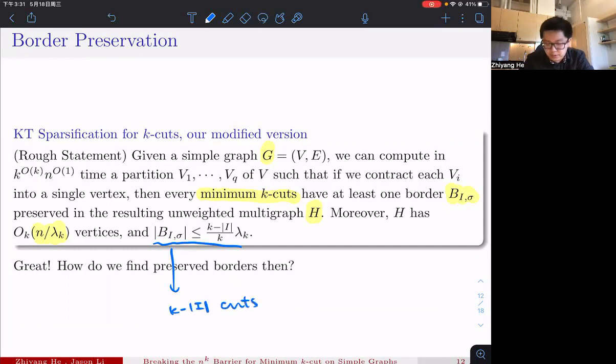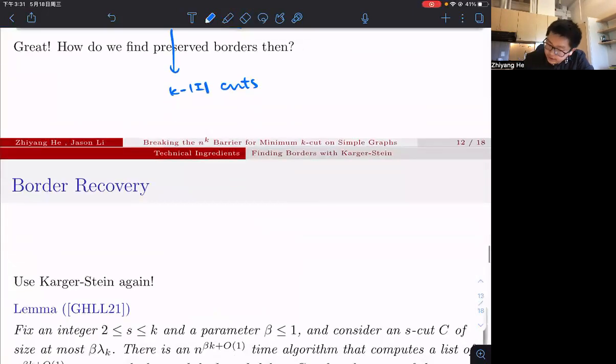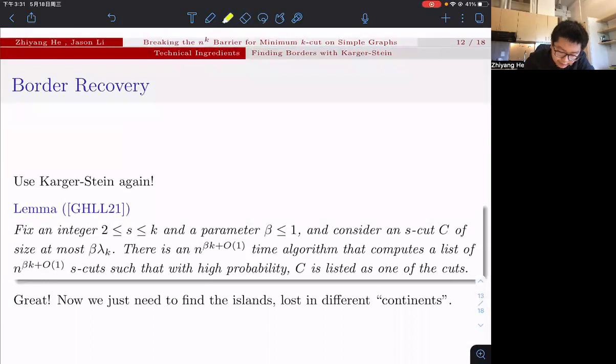So it has the proportional size. It's (k − i)/k times lambda k. Okay? So this is quite amazing. Now, the natural question to ask next is, how do we find these preserved borders? It turns out that we can just apply the Karger-Stein algorithm.